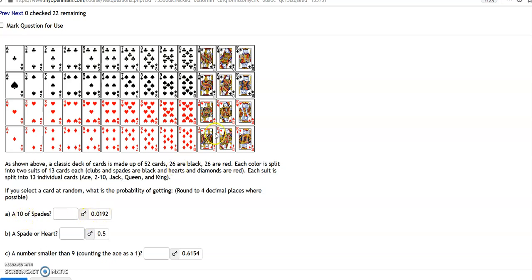Okay, 10 of spades. There's 52 total cards in the deck. 10 of spades is 1, so 1 divided by 52 would be 10 of spades. A spade or a heart, obviously, 25% of them are spades, 25% hearts, 25% diamonds, 25% clubs. So a spade or a heart would be 50-50, 0.5. Smaller than 9 would be 8, 7, 6, 5, 4, 3, 2, 1. Okay, so 8 times 4 suits, so 32 out of 52. And you divide that and you get your answer.